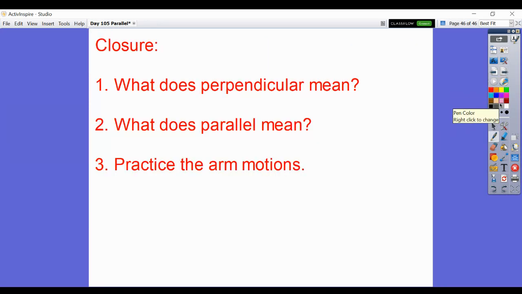Closure. What does perpendicular mean? What does parallel mean? Practice the arm motions. Pause there for a moment and come back with your answers.